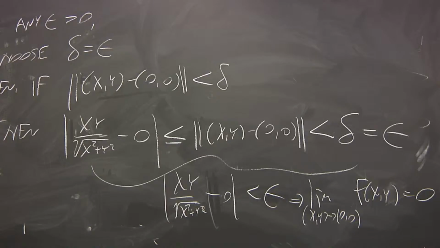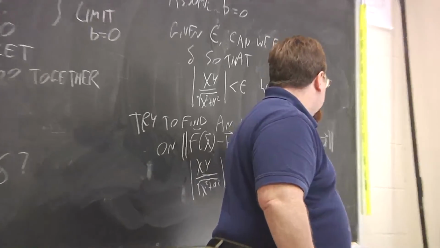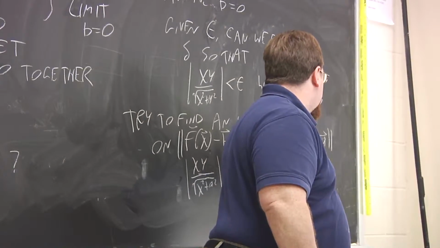So once you have an idea of what the limit could possibly be, then what you want to do is find an upper bound for this that relates it to the difference in x values. So the magnitude of x minus a.